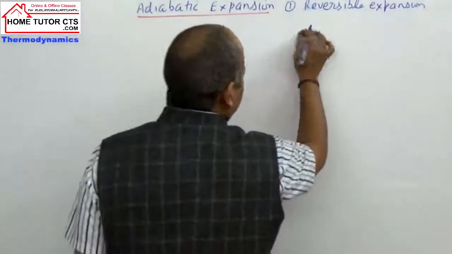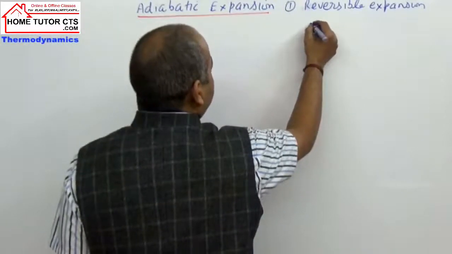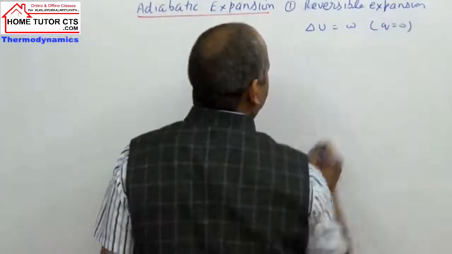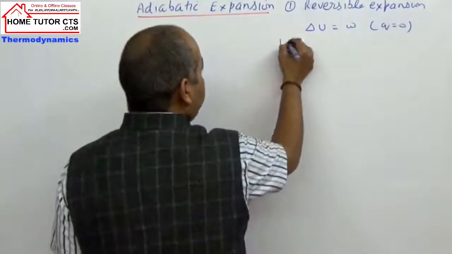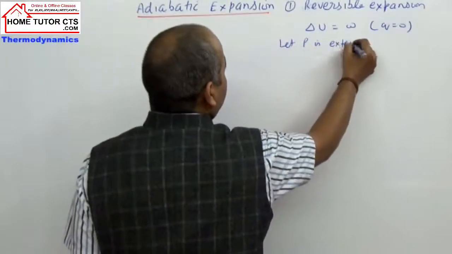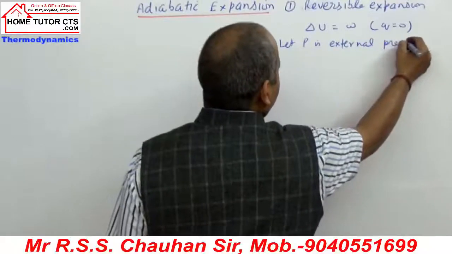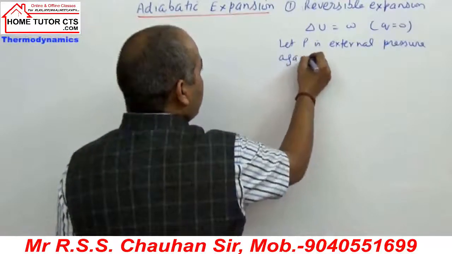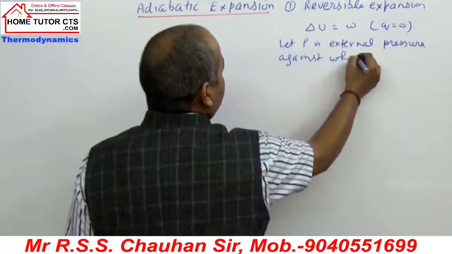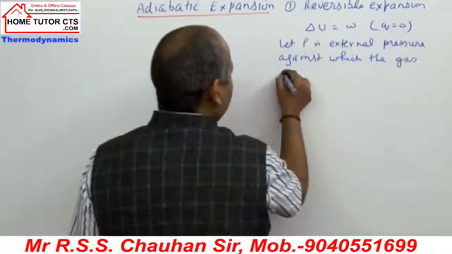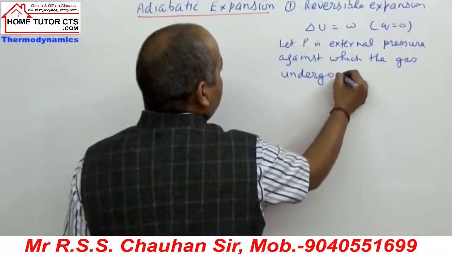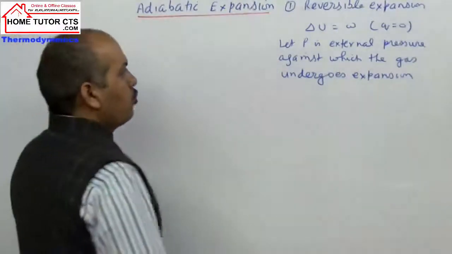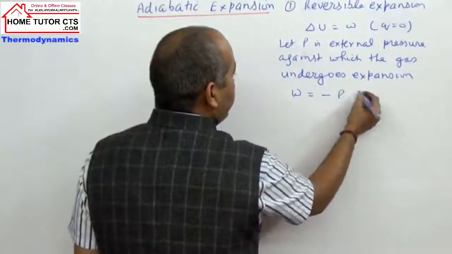If I write this expression, we have already taken that delta U will be equal to work, since Q is 0 in this process. Now let P be the external pressure against which the gas undergoes expansion. So we can take work done as minus P delta V.